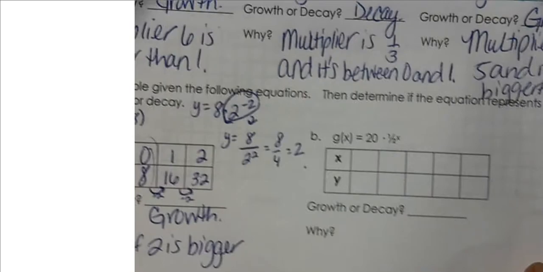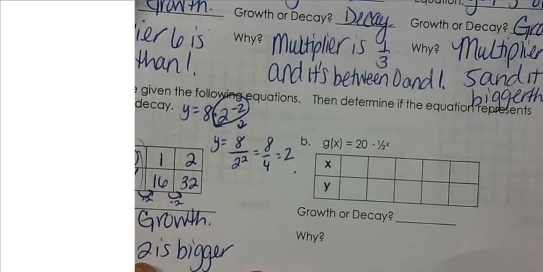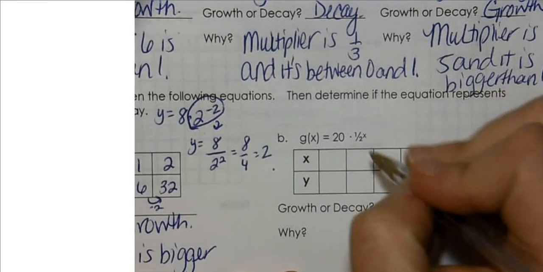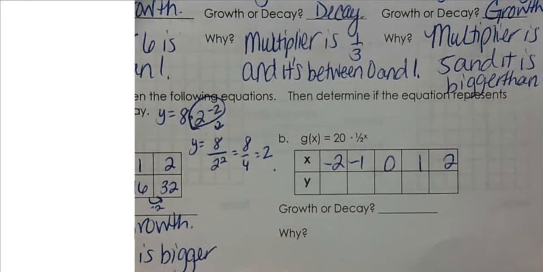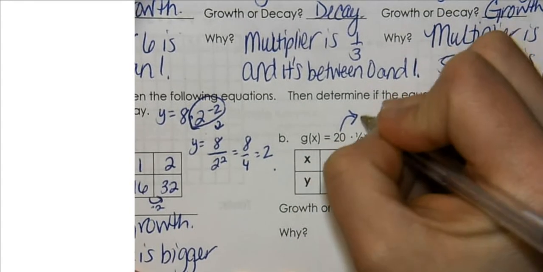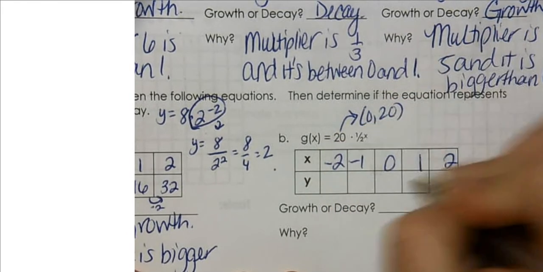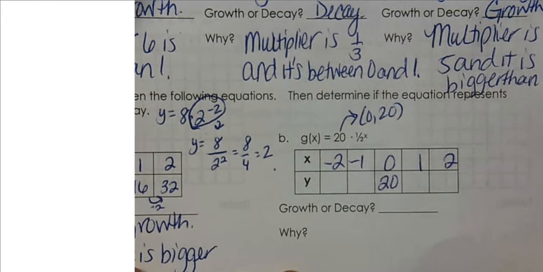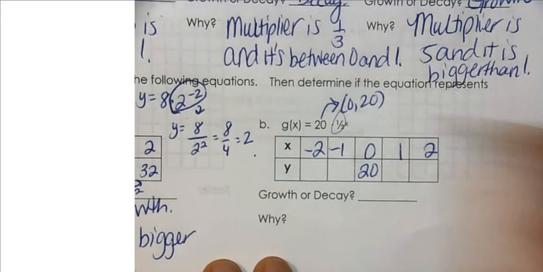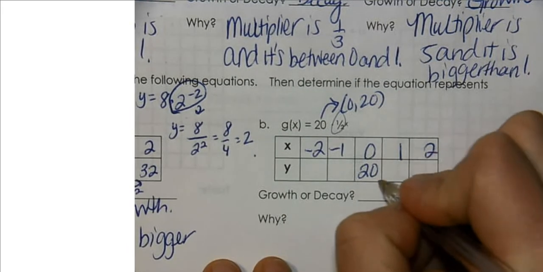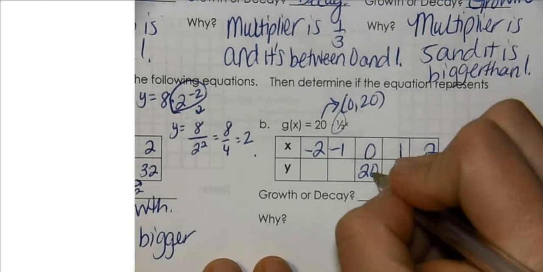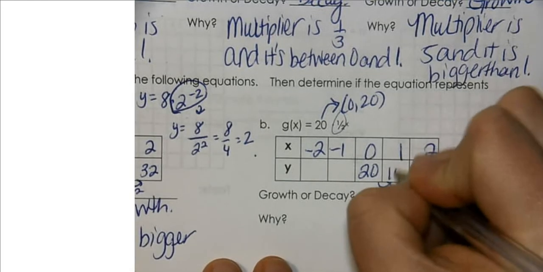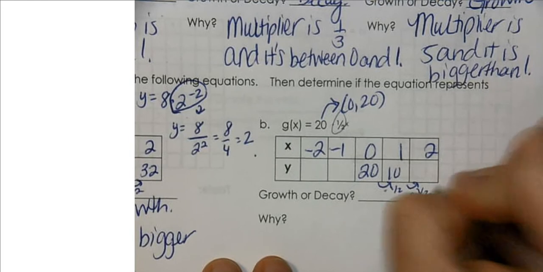For letter B, we can use this exact same approach. In this problem, I'm going to let x equal -2, -1, 0, 1, and 2. I know that my a value is 20, so 0, 20 is going to be my starting point. From here, my multiplier is 1/2, so I'm going to multiply by 1/2 each time in order to get to the next number. 20 times 1/2, that's 10. 10 times 1/2, that is 5.